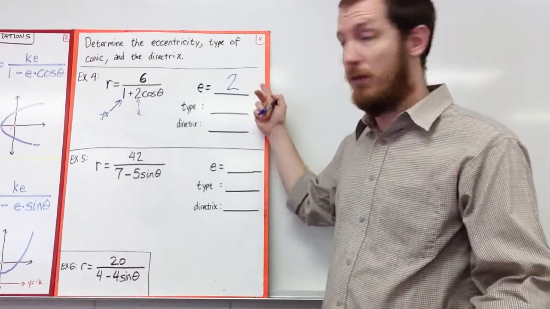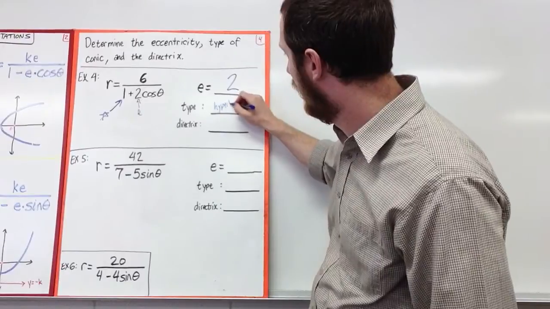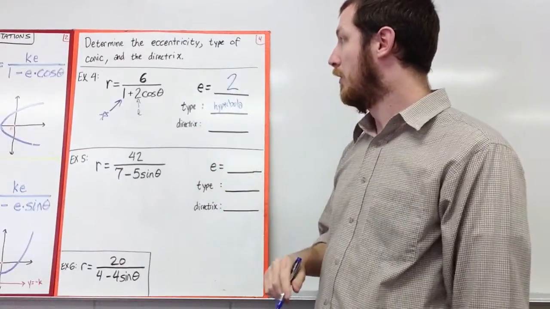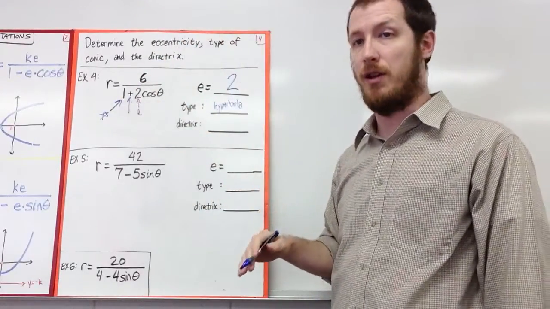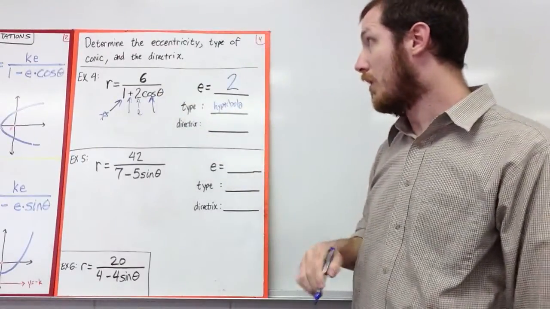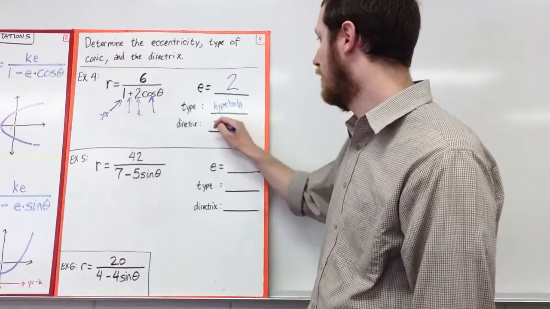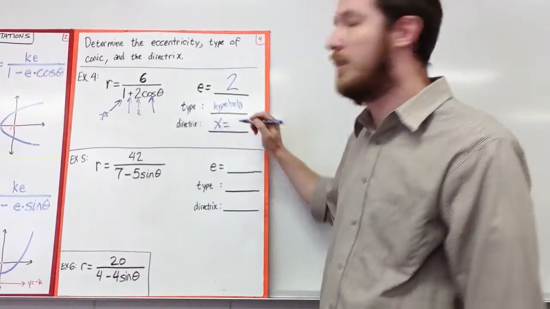2 is greater than 1. Okay, if it's greater than 1, that means we're going to have a hyperbola. So now we just need to find the directrix. This is a plus, so we're going to have something equals a positive number. This is a cosine. If it's a cosine, we're going to have a vertical directrix, and that's x equals. So we're going to have x equals some positive number.